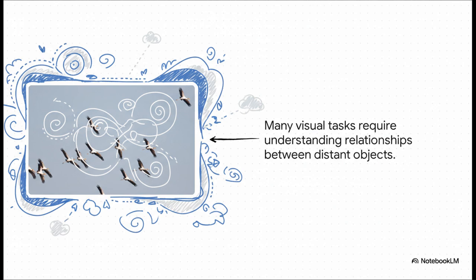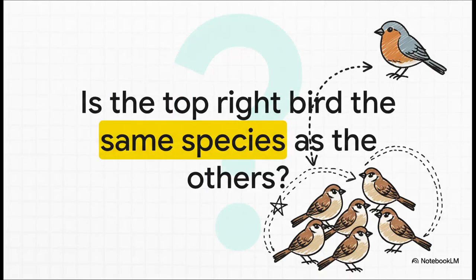Let me show you what I mean with a really simple question. So for us, that's a piece of cake. Our eyes just flick between that bird up top and the ones down below, and we know the answer instantly. But for older AI models, a question like this, where you have to compare two things that are far apart in the image, that's a huge challenge.